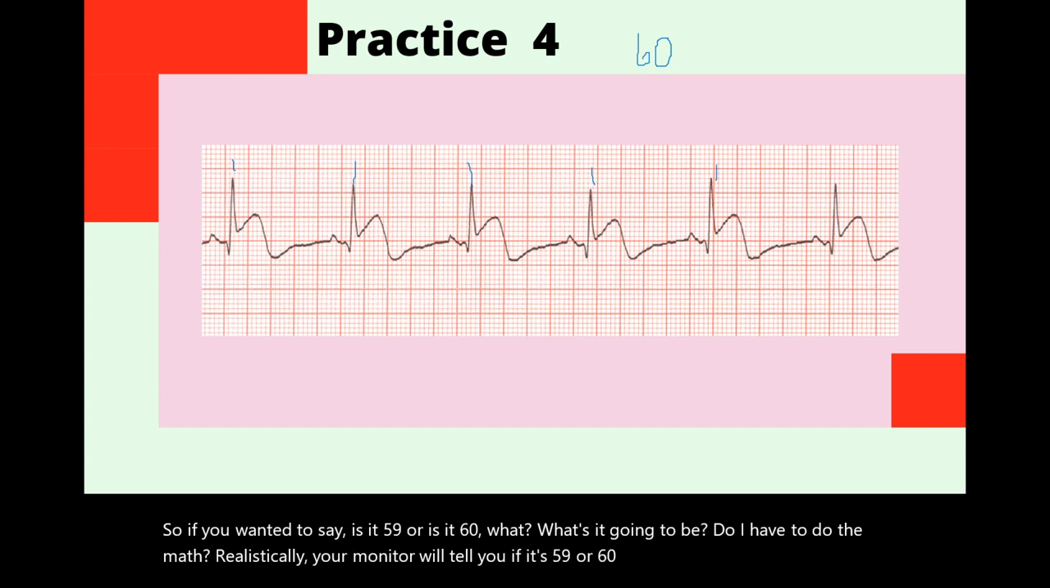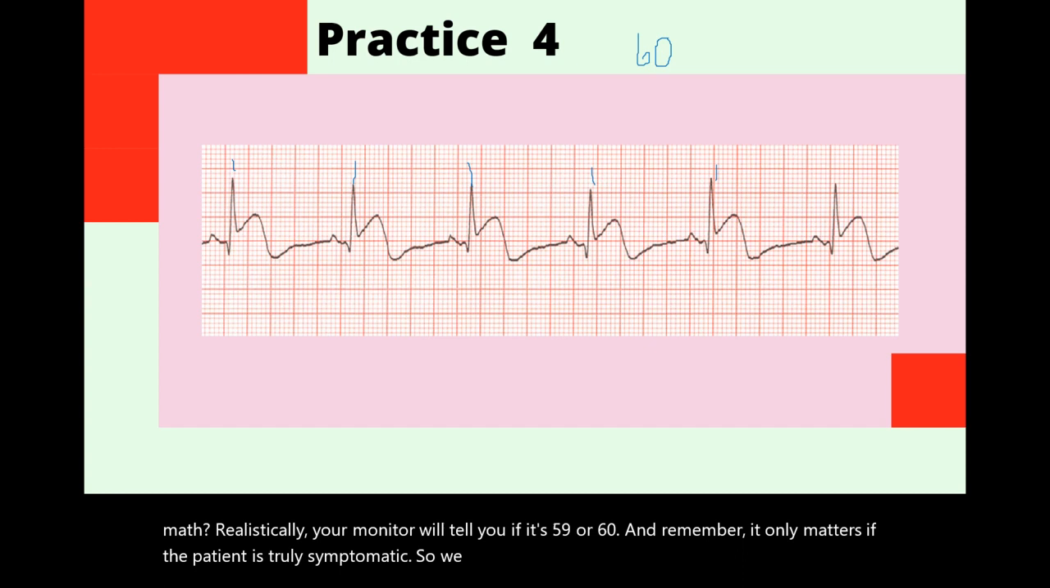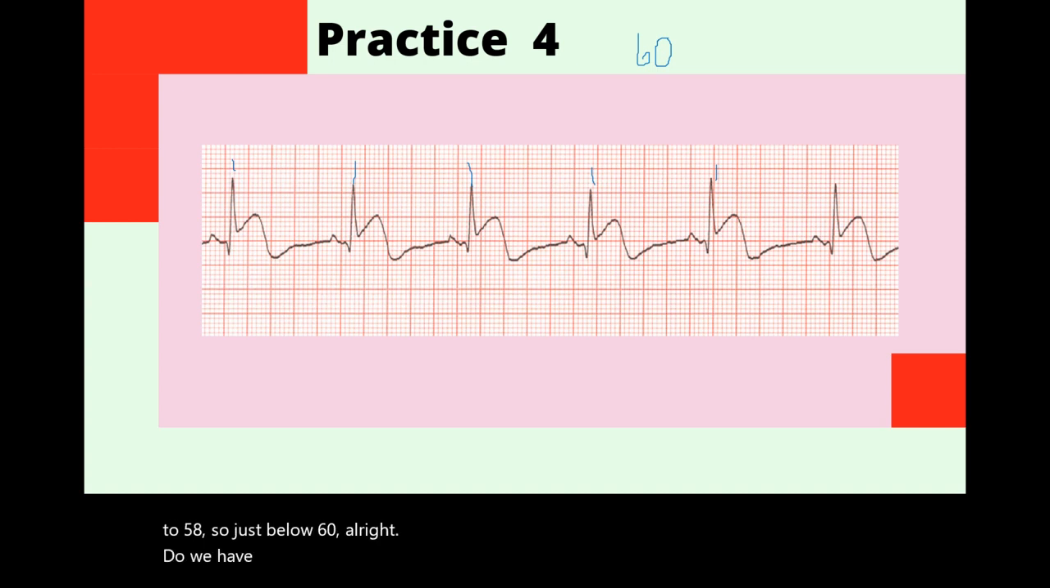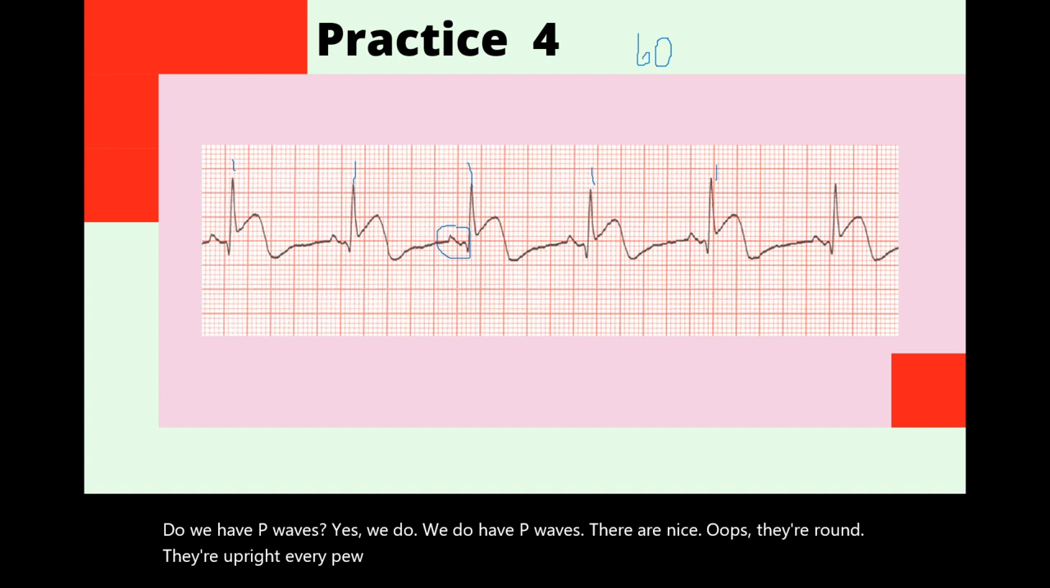And remember, it only matters if the patient is truly symptomatic. So we could do the math just to be safe here. 5, 10, 15, 20, 25, about 26 small boxes in between our complexes. So 1500 divided by 26. The rate comes out to 58, so just below 60. All right. Do we have P waves? Yes, we do. They are round and they are upright. Every P wave is followed by a QRS complex. Every QRS is preceded by a P wave.